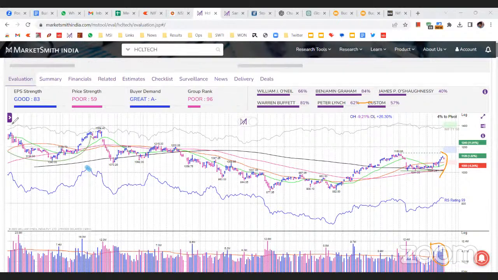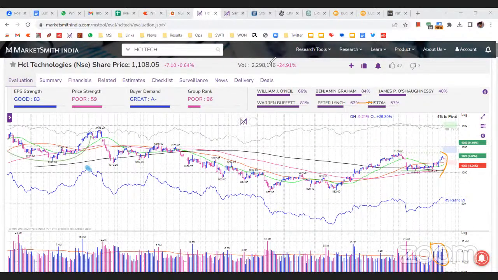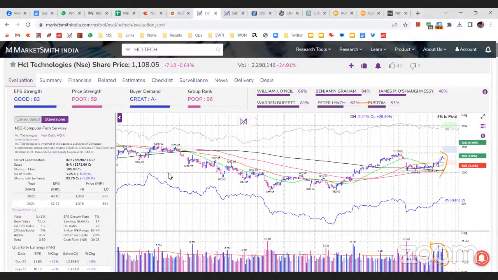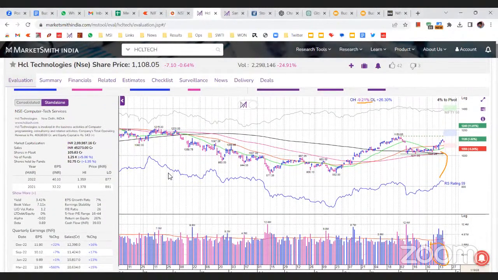Fundamentally, the stock has also been doing very well, and the rating is very good at 83, indicating very strong performance. In the current earnings, they have reported a very good set of numbers. EPS has grown 22% and sales have grown 16% in the December quarter, and the growth rates have been intact when compared to the previous quarter's earnings.